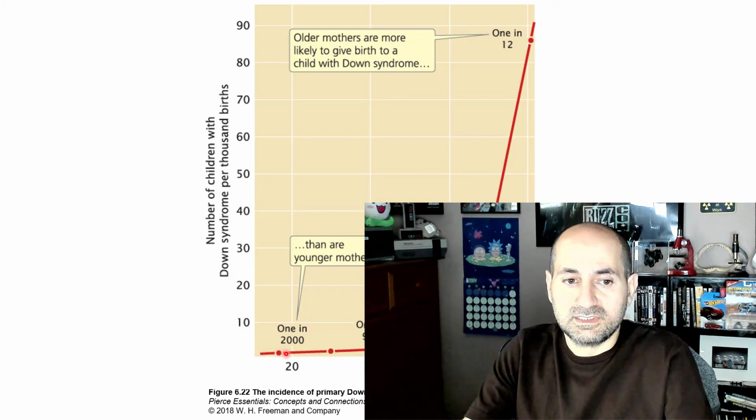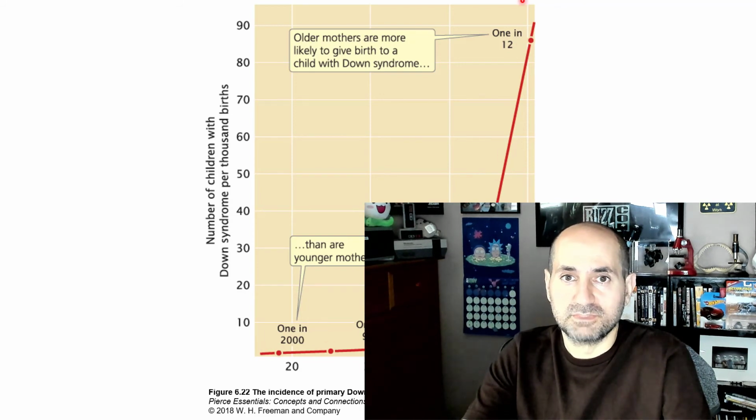If you have a child in your 20s, you have approximately 1 in 2,000 chance of having a child with Down syndrome per 1,000 births, right? This is per 1,000 births. So you have 1 in 2,000 chance approximately of having a child with Down syndrome. In your 30s, this rises to about 1 in 900 or more. 40s, 1 in 100, and by late 40s, 50s, 1 in 12 mothers give rise to a child with Down syndrome. Isn't this fascinating? It's like logarithmic, right?